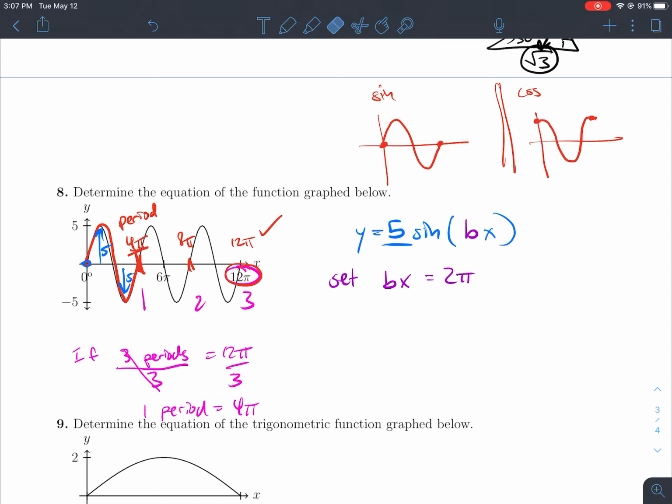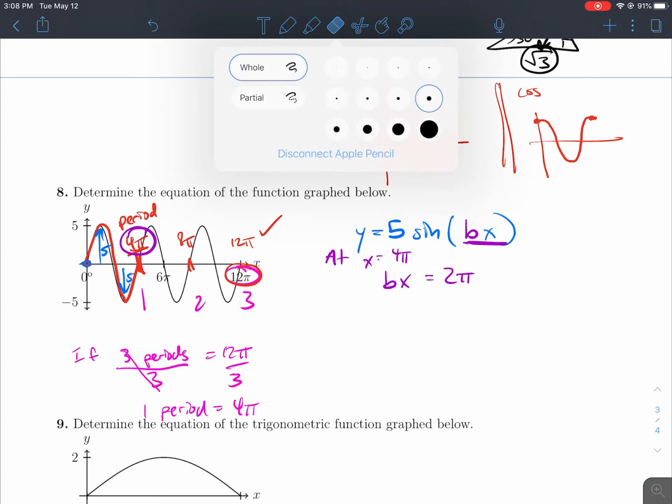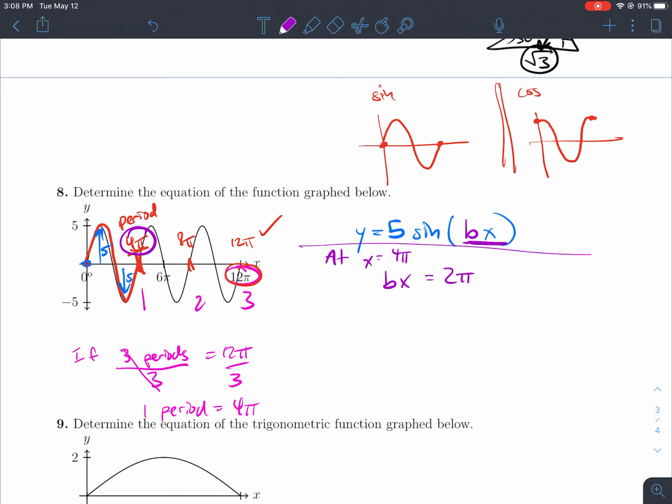But this isn't quite true. We're not really setting bx equal to 2 pi. What we're saying is at x equals 4 pi, we know that bx has to be one full period. Sorry, it looks like I'm dividing here. This is just emphasized. At x equals 4 pi, b times x equals 2 pi. All right, so we plug in 4 pi here. We divide by 4 pi on both sides, and that gives us b equals 2 divided by 4.